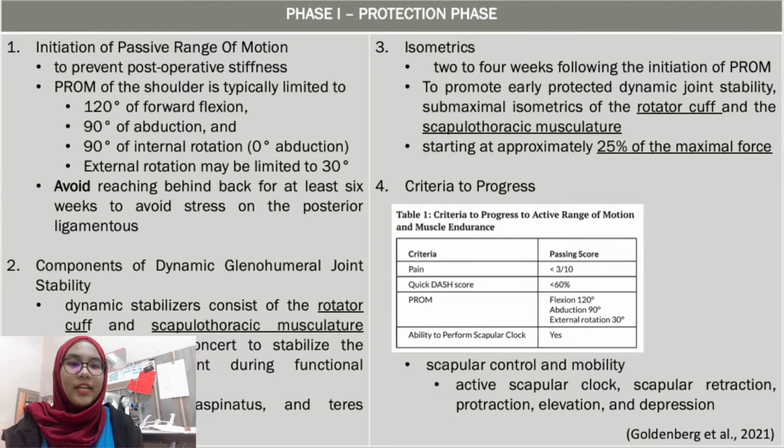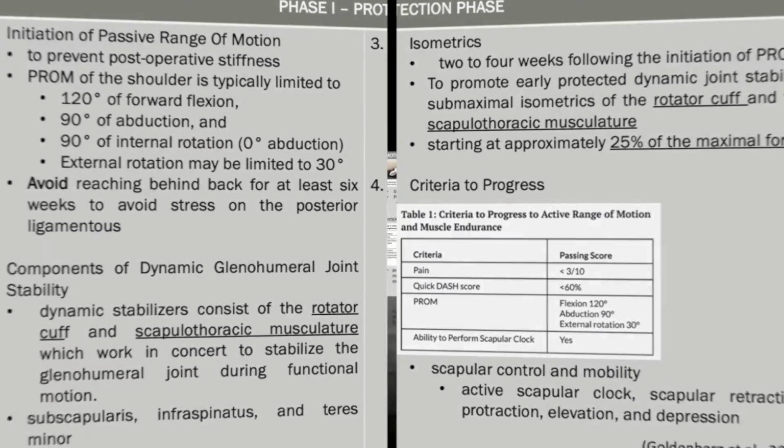Lastly, the criteria that need to be achieved in this phase: first, the pain must be low, 3/10, and the DASH score must be below 60%, with passive ROM of flexion, abduction, and external rotation, including being able to do scapular clock. When these criteria are achieved, the individual can progress to the next phase, which is the second phase.